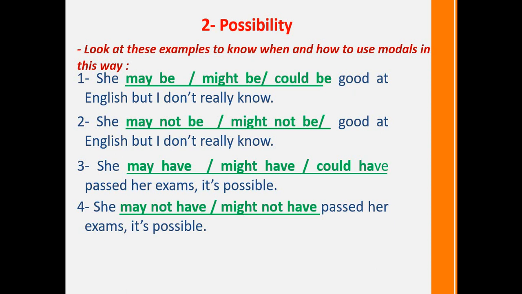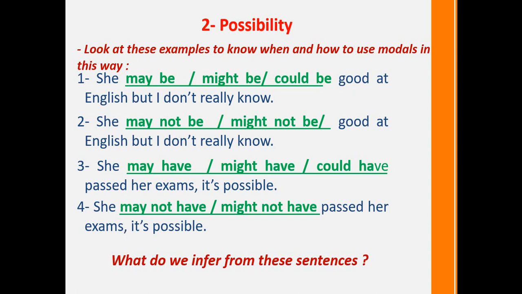All these are keywords. We notice in the first example, we have may be, might be, or could be. And the negative here, in the second example, is may not be, might not be, but we do not have could not be, as we will see now. Examples number 1 and number 2 express the present. But in sentence number 3, we have may have, might have, could have passed, plus verb 3. This is in the past. Affirmative in the past. Number 4, may not have passed, might not have passed. Negative in the past, or past negative.